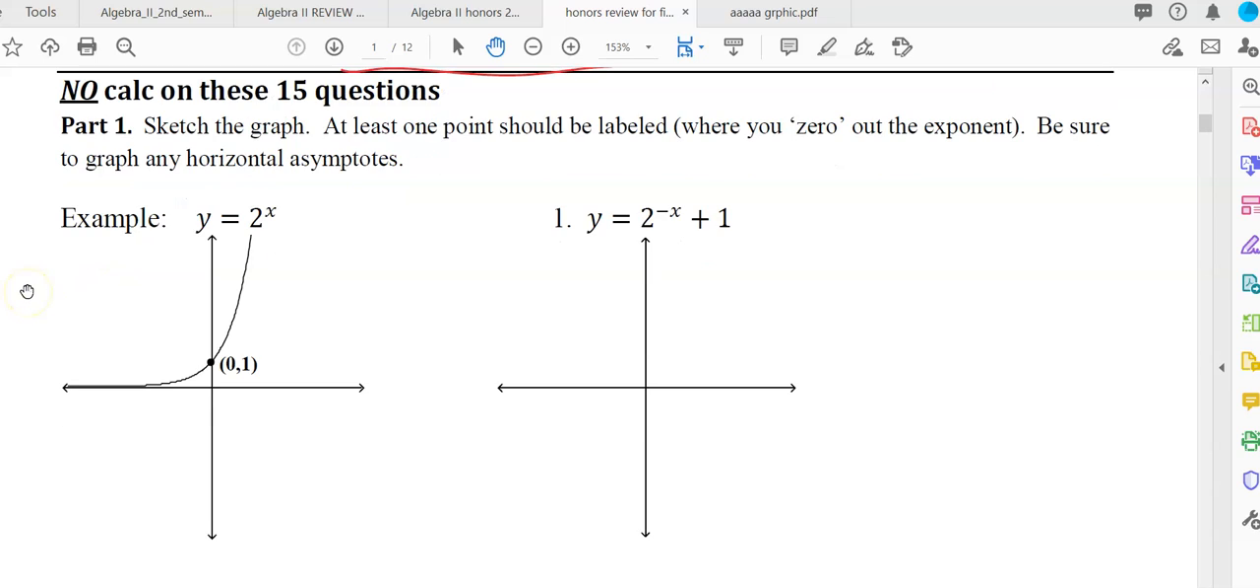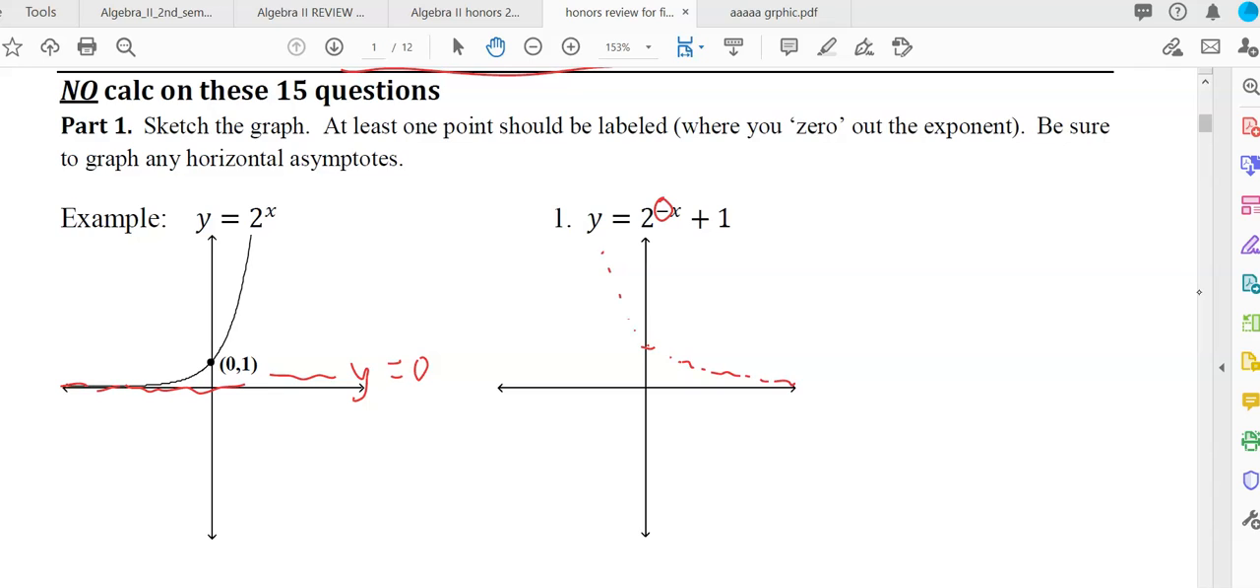Okay, so sketch these graphs. Here's the parent graph, it goes through the point (0, 1). It's not written down there, but it has an asymptote at y equals 0. This one is doing two things. First, it's going to reflect across the y-axis, so right away it's going to have this kind of a look to it.